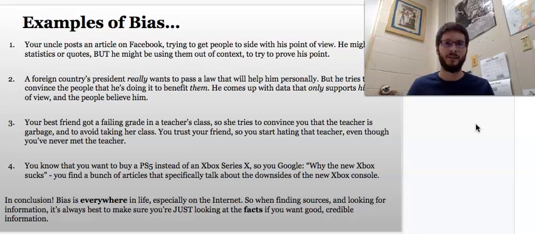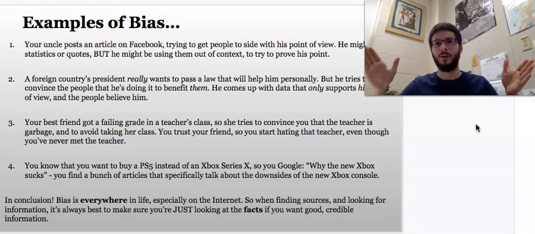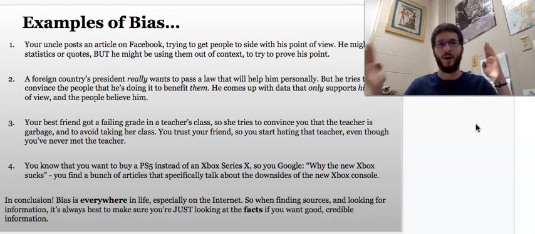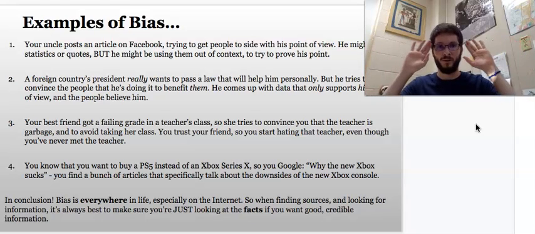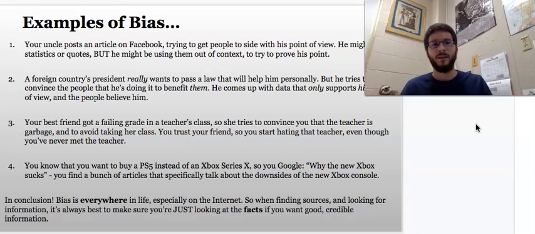Someone else might think that teacher is the best teacher in the entire world, right? That's bias too. It's bias on the opposite end of things. So if you just weigh both sides of the story and form your own opinion, that's great. But otherwise, it's considered bias.